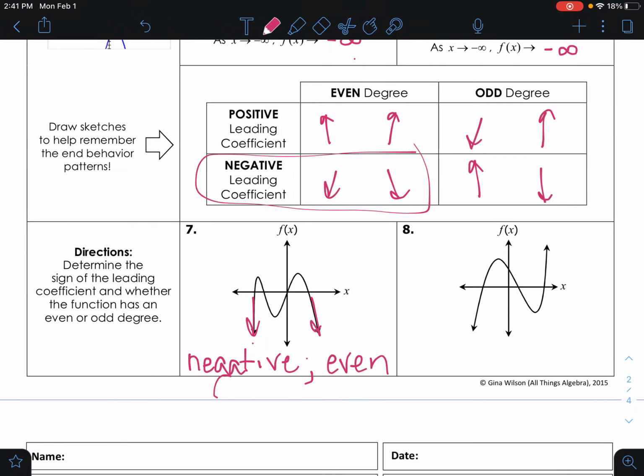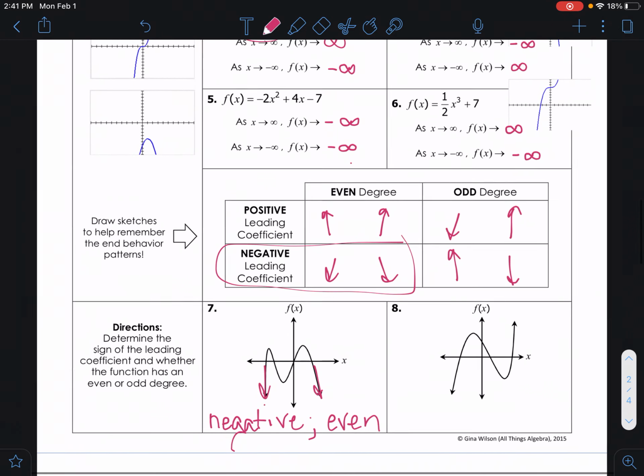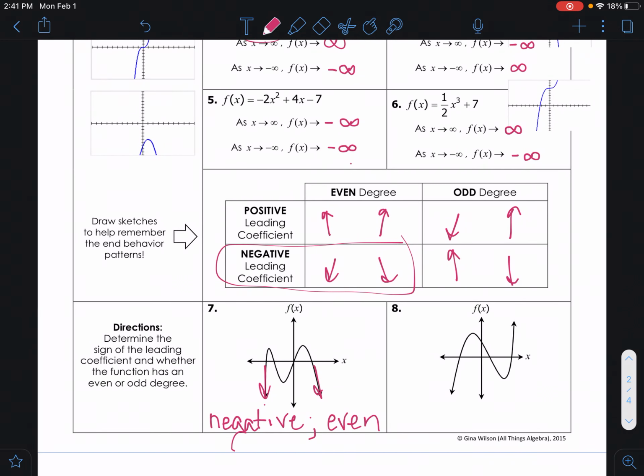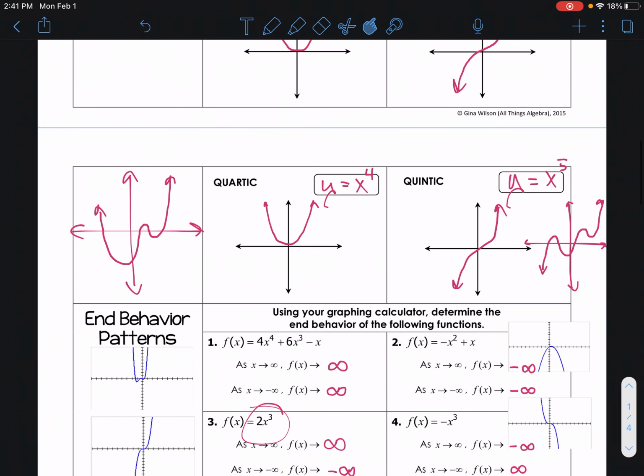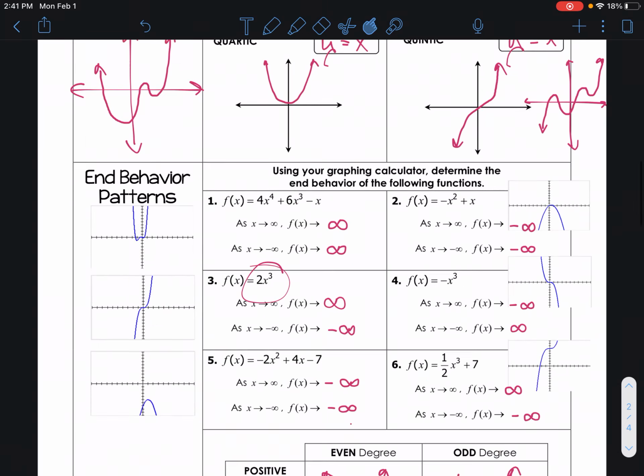Now, this actually would be a 4th degree, a quartic, right? Because I can see those 2 humps. It's just turned upside down, so it kind of looks like this one right here, but it's been flipped around. But knowing that it has an even degree, I know that it's going to be quartic, okay? A 4th degree, so that helps.